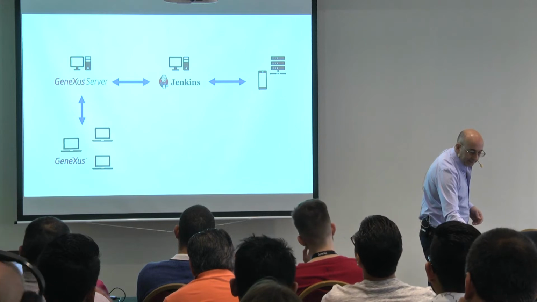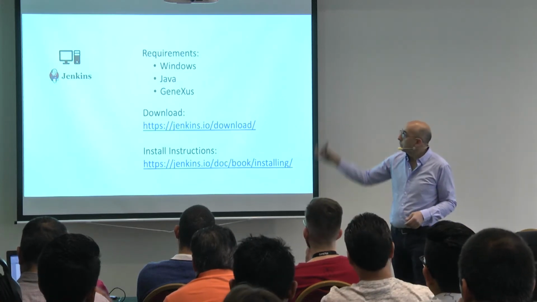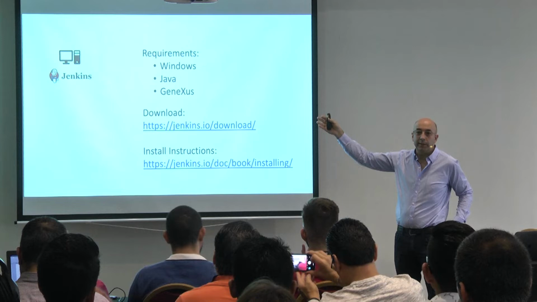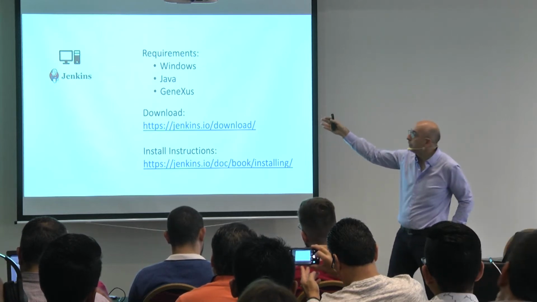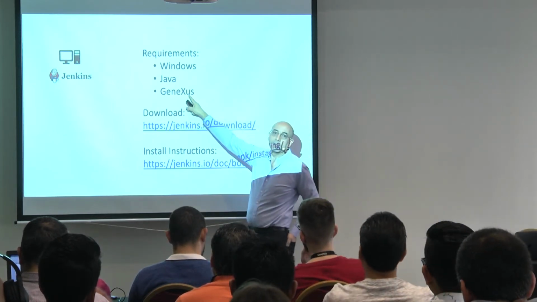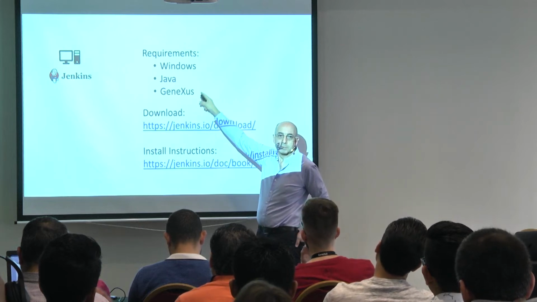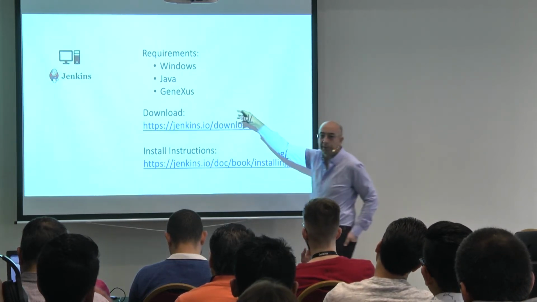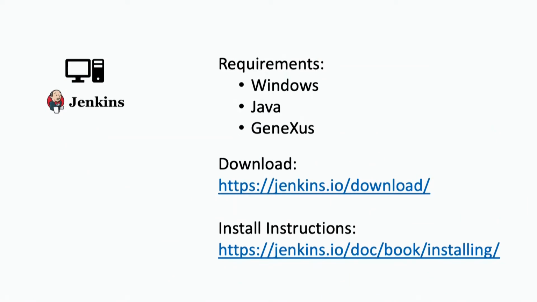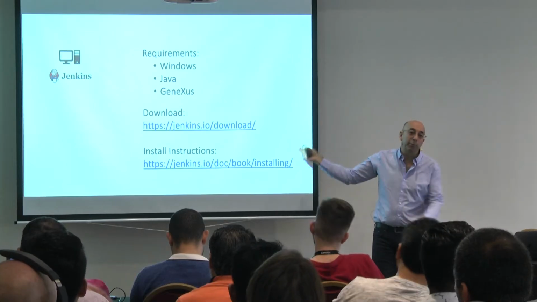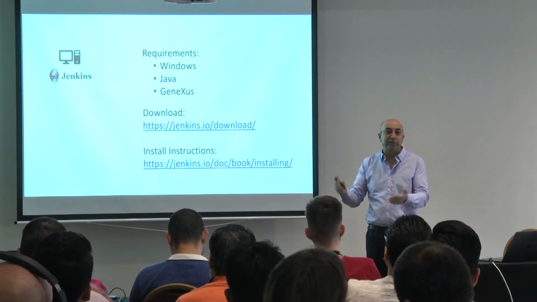Now, what do you need to install a Jenkins? Well, the machine where Jenkins is must be Windows, particularly because it needs Genexus. So Genexus determines, at least for the time being, that it has to have Windows. It must have Java. You can download it from the internet. It's free of charge. It's an open system. It's just downloading it and installing it, and you have instructions there. I'm not going to bore you with the process of downloading it and installing it.